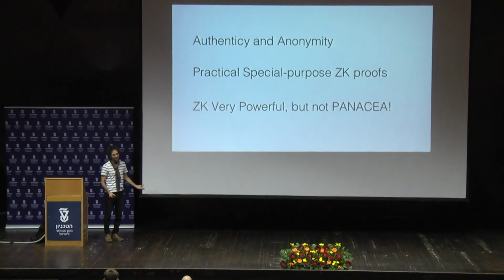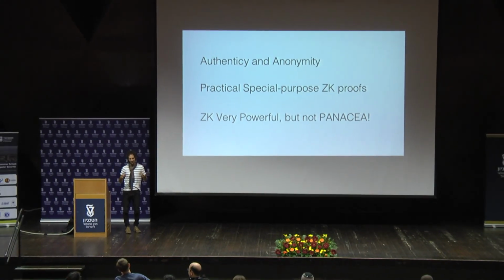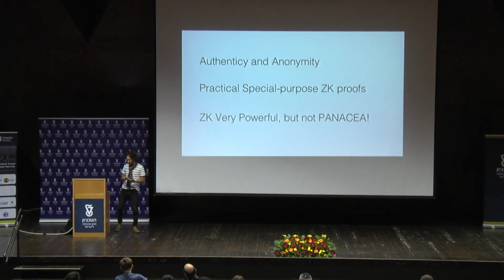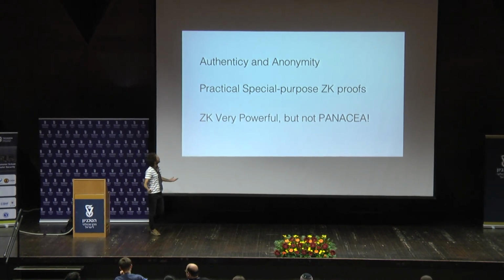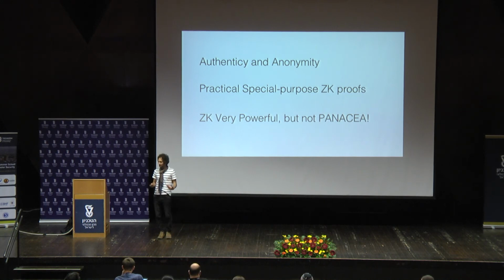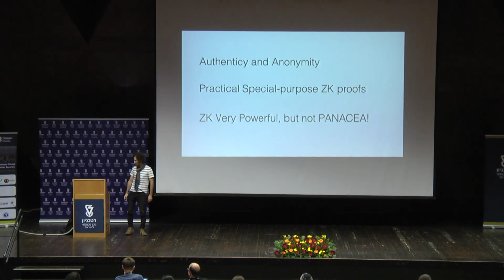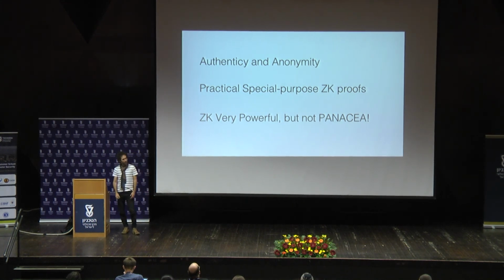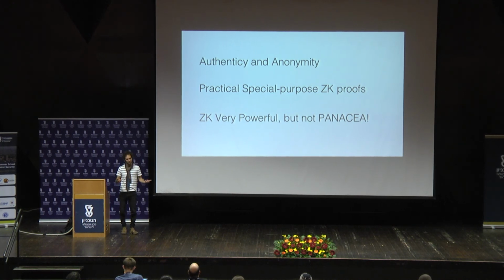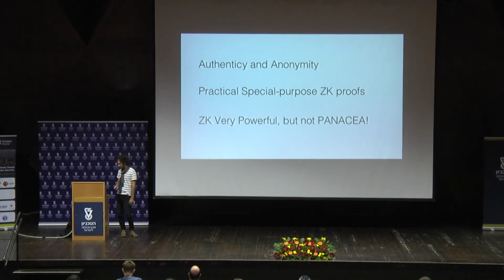So the conclusion here is that authenticity and anonymity can be combined, even though they seem like kind of contradictory notions. You can get very, very practical zero-knowledge proofs for special purpose applications, and indeed the one we did is running extremely fast. Although I do believe that general purpose ones will also be very practical very shortly, at least in the short term, doing the specialized ones seems to go very well.